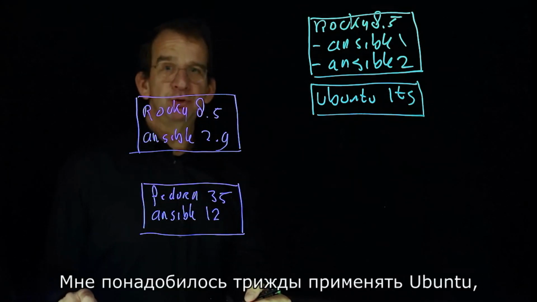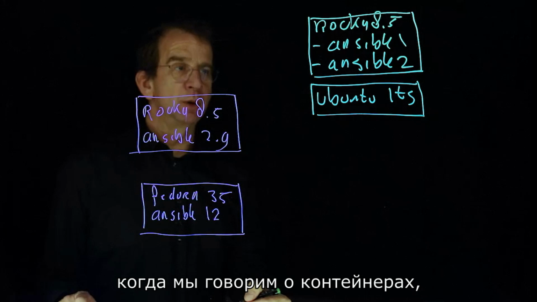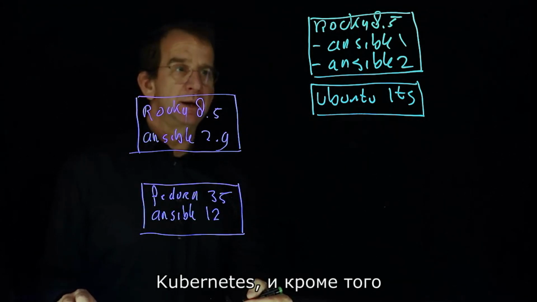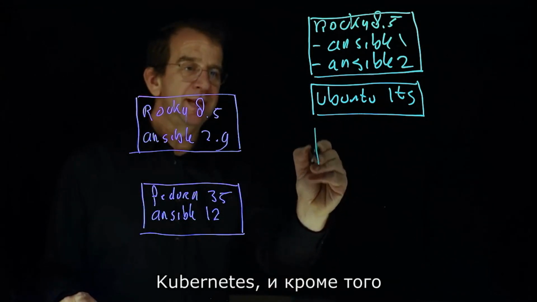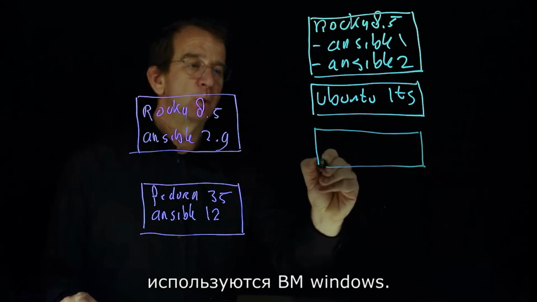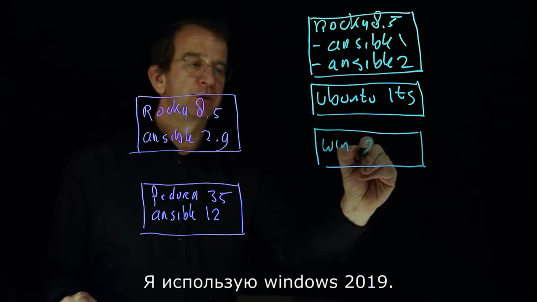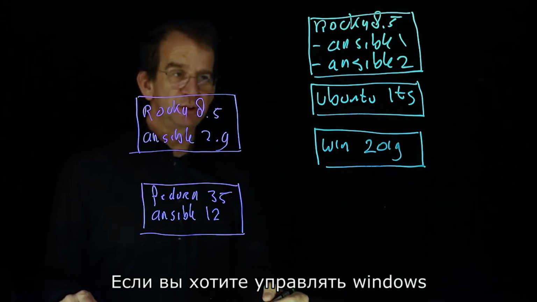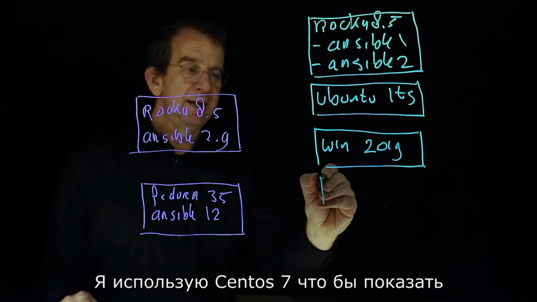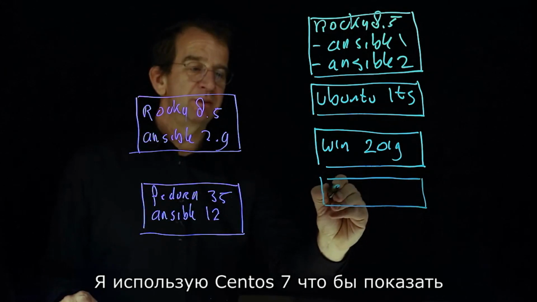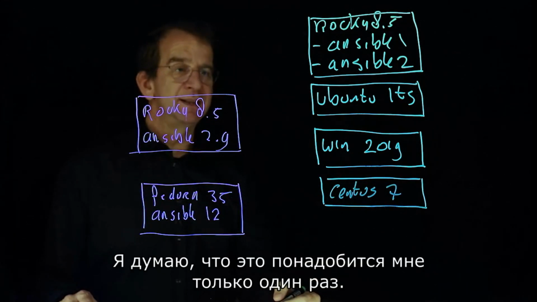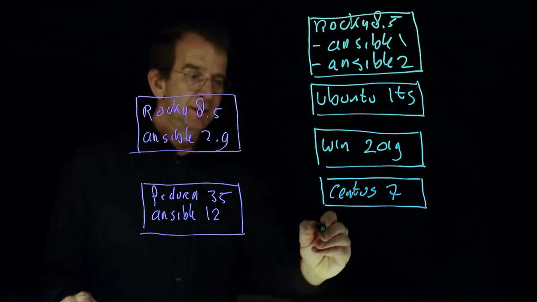I need it 3 times just to manage Ubuntu, but also when we are talking about containers, Docker containers, and also in order to set up Kubernetes. Then there is a Windows machine involved. I'm using Windows 2019. Obviously, if you want to manage Windows, this is what you need. I have a CentOS 7 machine, just to show you some older stuff. I think I need it on one occasion only.